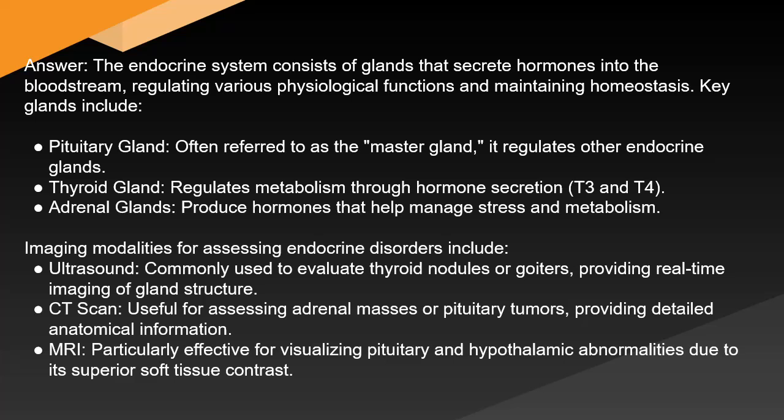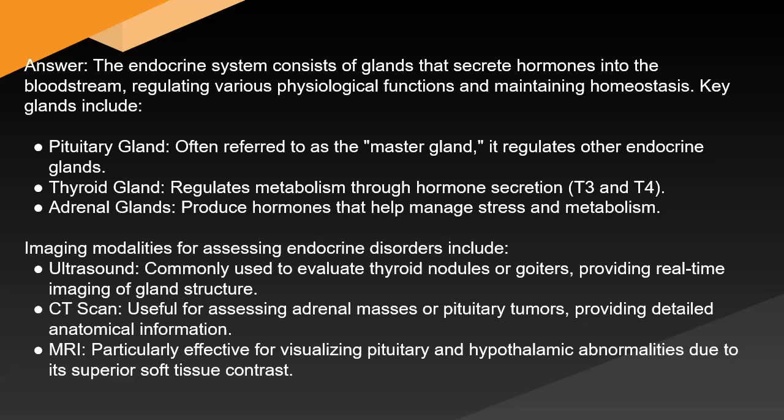Key glands include the pituitary gland, often referred to as the master gland. It regulates other endocrine glands. Thyroid gland regulates metabolism through hormone secretion, TNT. Adrenal glands produce hormones that help manage stress and metabolism.